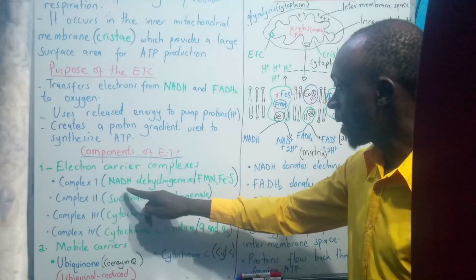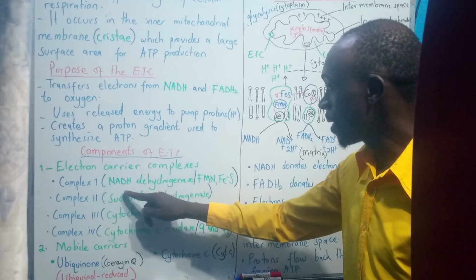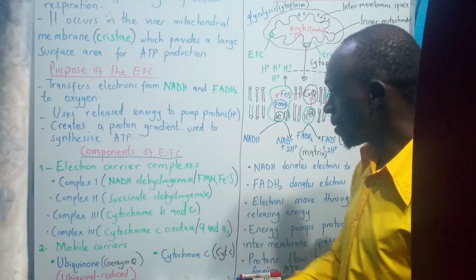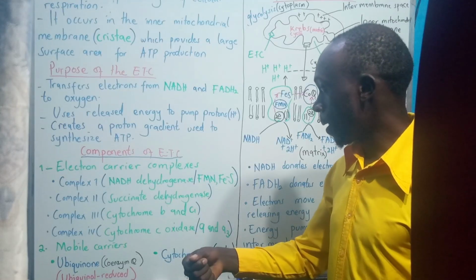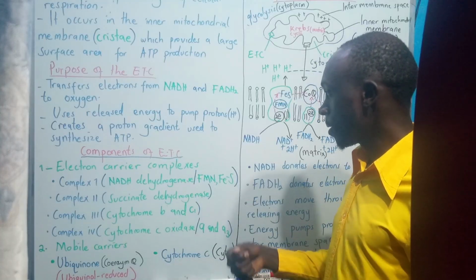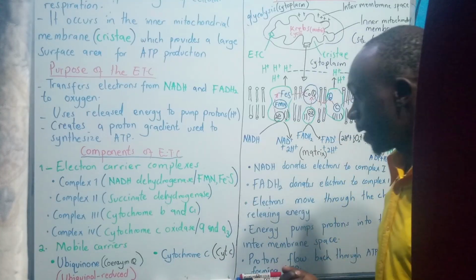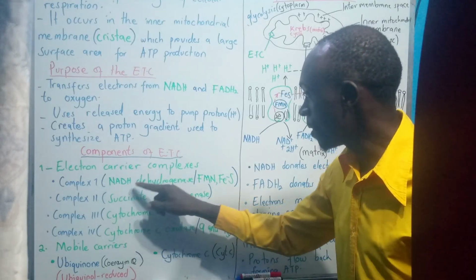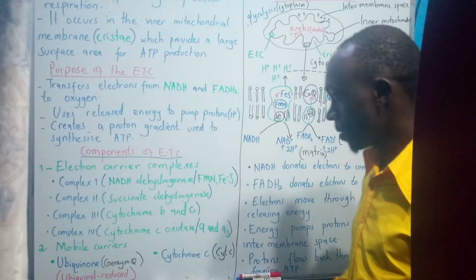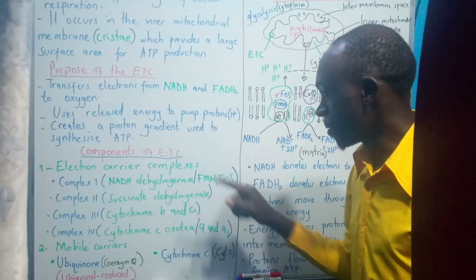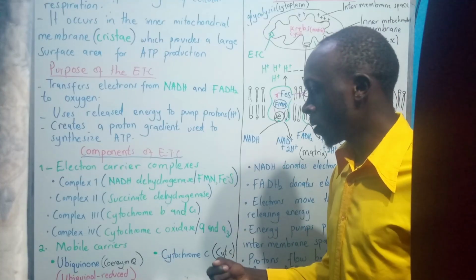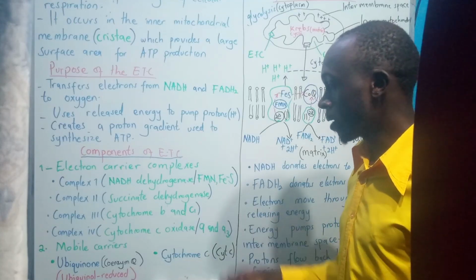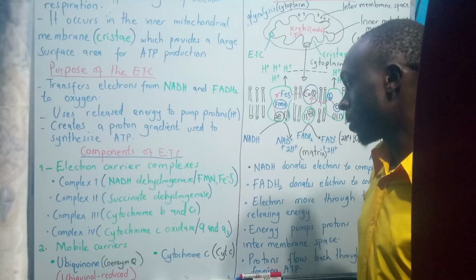So NADH dehydrogenase or NADH oxidoreductase is an enzyme which helps in the oxidation of NADH to NAD. So with this reduced NADH, dehydrogenase, hydrogen is going to be removed. So this is an enzyme, or oxidoreductase. Why are we calling it NADH oxidoreductase? Because oxidation and reduction occur simultaneously.